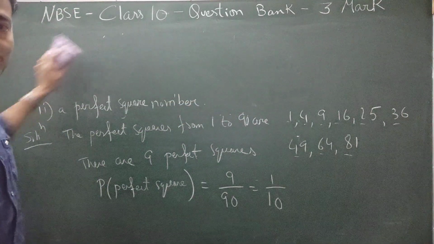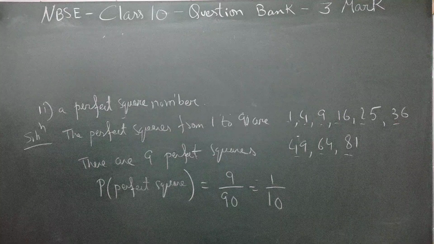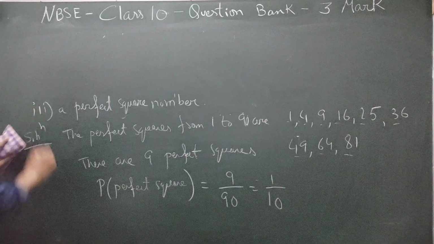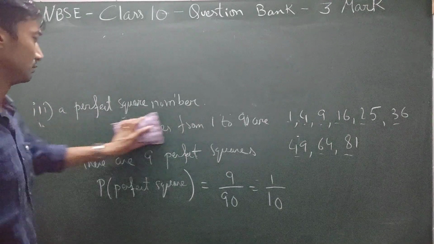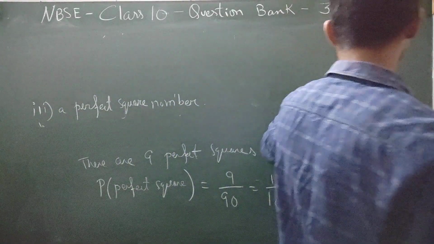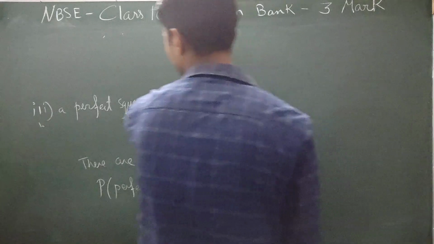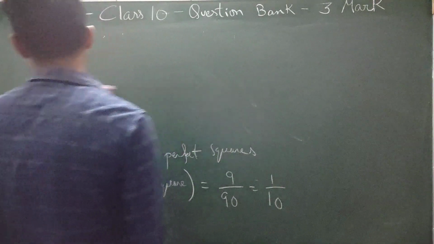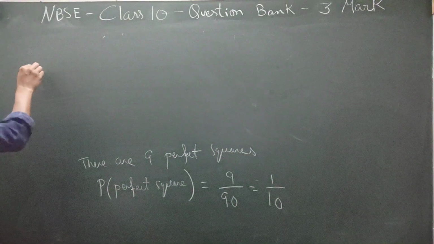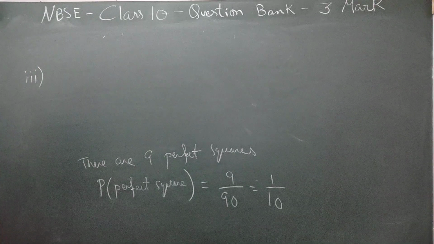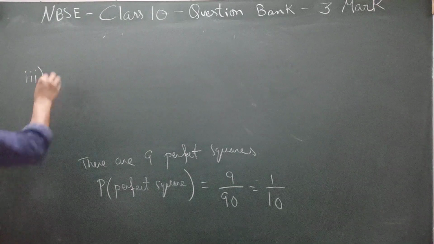Alright, you can pause the video there. Next, number 3. The third one is: find the probability of getting a number divisible by 5.